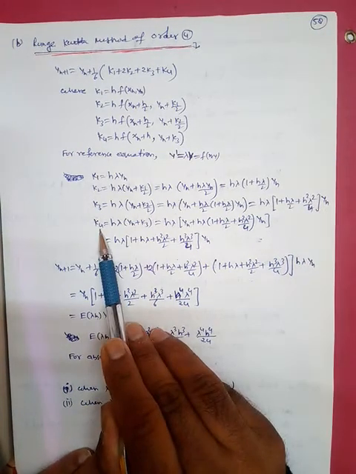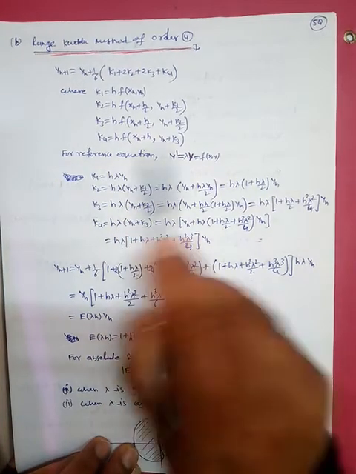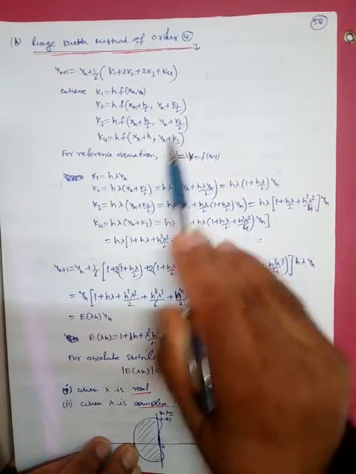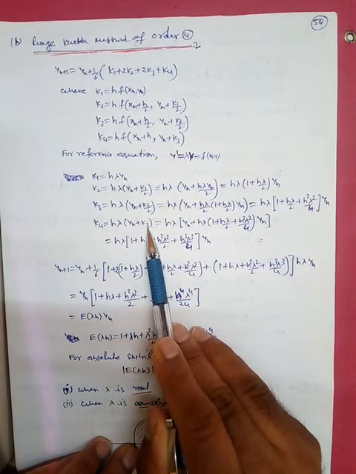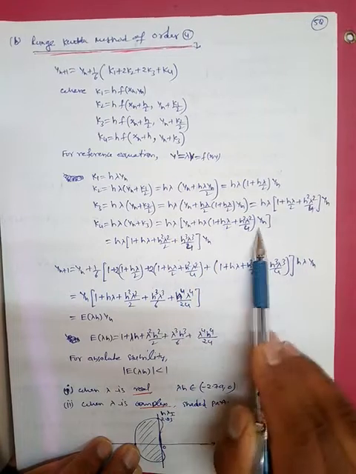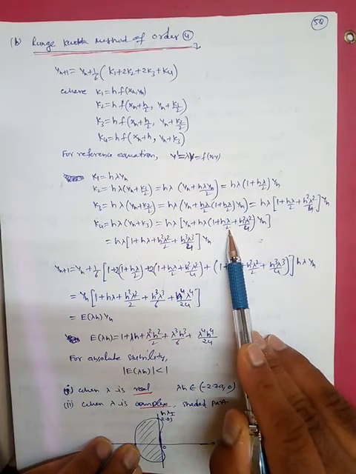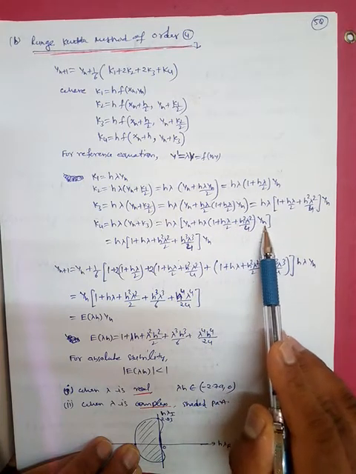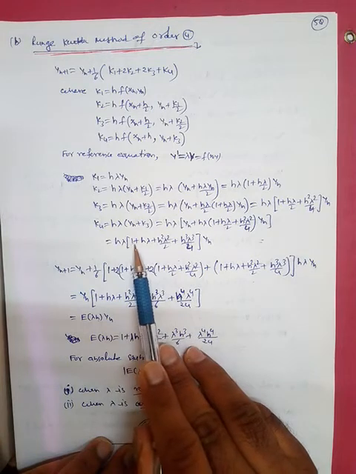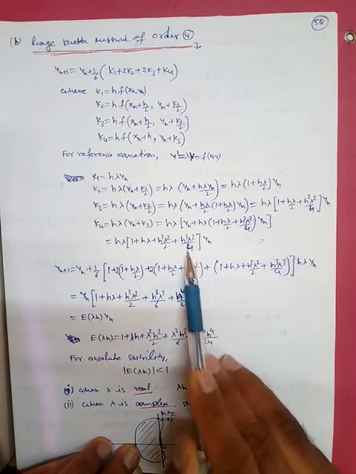Now find out k4. k4 will be h lambda into this, but f is again lambda yn, so the yn part is this. That's why h lambda (yn plus k3), and we have already evaluated k3, so substitute it here. So h lambda (yn plus h lambda (1 plus h lambda by 2 plus h square lambda square by 4) into yn). Again you can take yn common, so we get h lambda (1 plus h lambda plus h square lambda square by 2 plus h cube lambda cube by 4) yn.